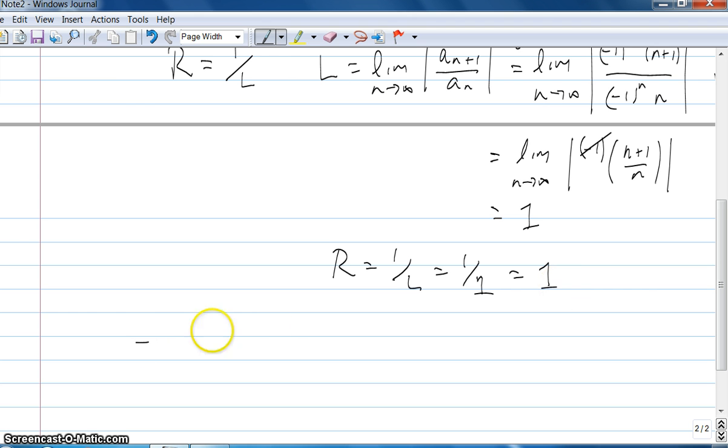Okay, so now I've got the center point of the interval. The radius is 1, so I go 1 in each direction. And now I have to check the endpoints.